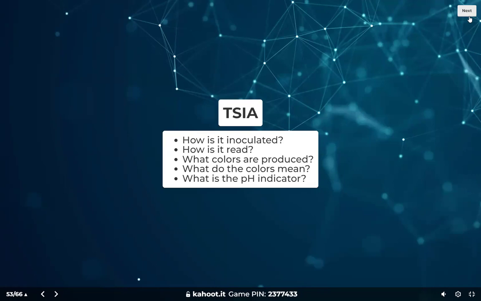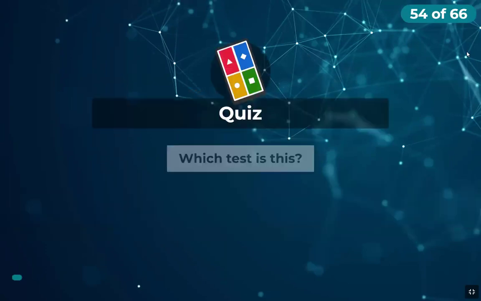And the color of the slant versus the butt matters too. So in the slant, we're testing for sucrose and or lactose usage. The butt is only testing for glucose usage. So yellow or pink in those areas tell you something about those sugars. We also have black precipitate formation and gas production.